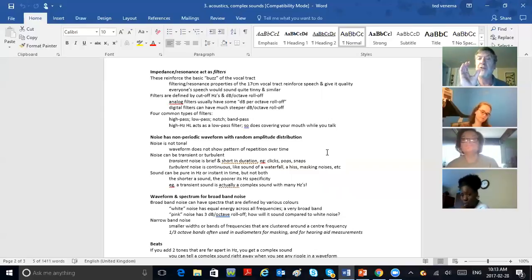And your vocal tract is closed at one end, open at the other end. Closed at your larynx, L-A-R-Y-N-X. Never call it a voice box ever again. Okay? That's a silly word. It's larynx. From your Adam's apple or larynx to your lips in the adult is about 17 centimeters long.